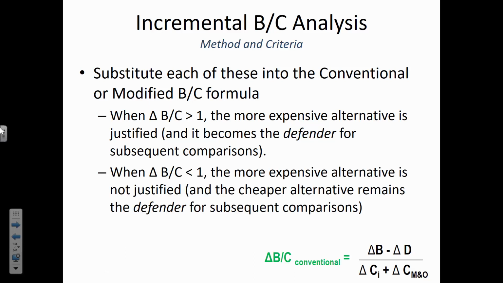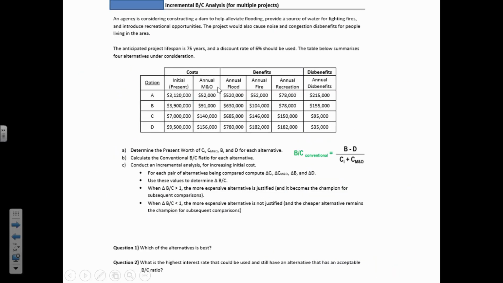So when the ratio is less than 1, that means the extra spending isn't justified and the less expensive alternative is the one that you should select, assuming that it passed the initial screening, that its B to C ratio was greater than 1 to begin with, not the incremental B to C ratio. So you're only going to do the incremental comparison on the ones that pass the initial screening. So you'd throw out any option that in the original B to C analysis wasn't above 1.